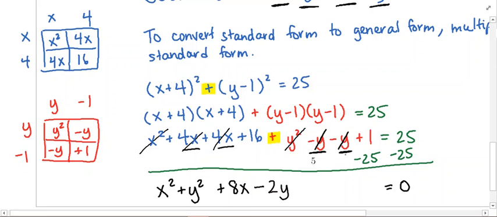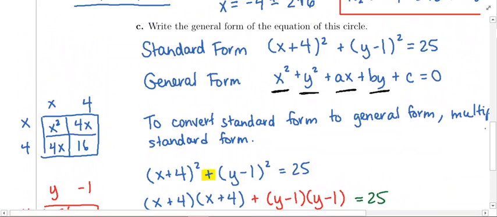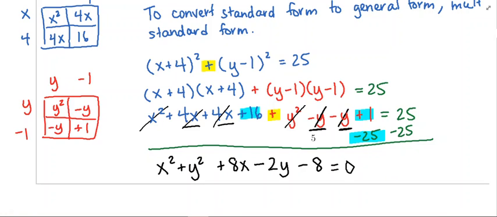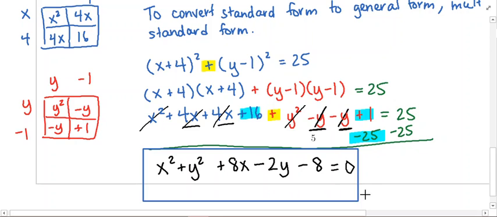And then all that's left are numbers. I have positive 16 plus 1, that's 17. 17 minus 25 is going to be minus 8. And that's it. Everything we've combined like terms and we've rearranged it to look like this general form. That's it. Let me write this a little closer. Let me put the equal 0. This is going to be your final answer right here. Let me box it. This is the general form right here.